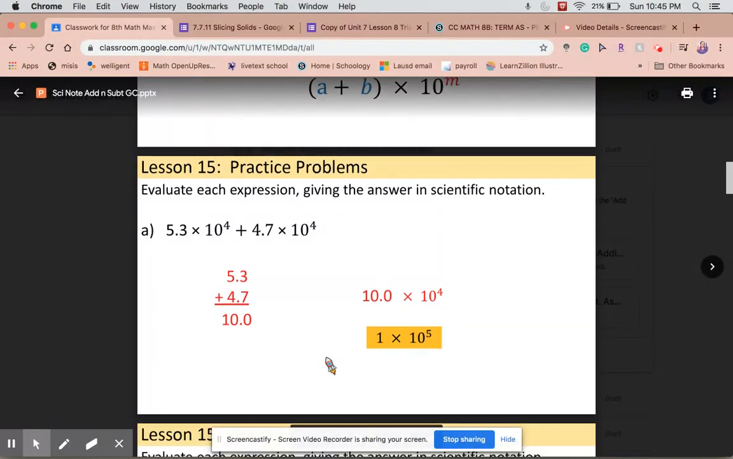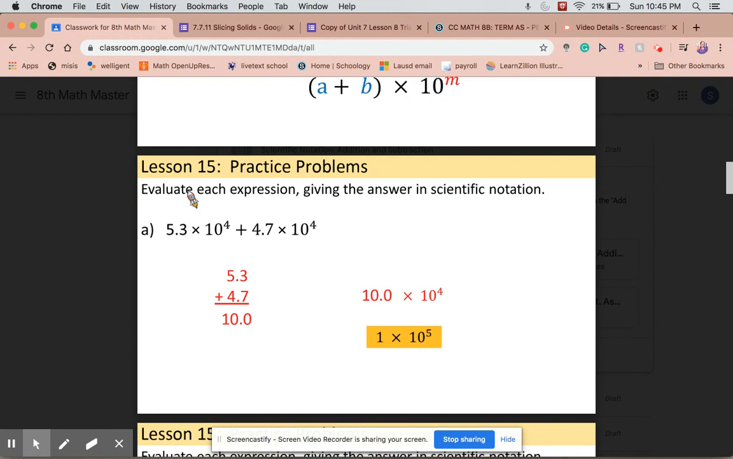So here are some practice problems, okay? Here's some examples of what I'm talking about. Okay, so what am I doing? Adding. Are my exponents the same? Yes, super easy. I just need to add the numbers. And you don't have to do this. If you want to challenge yourself, line up the decimals. If not, do it in a calculator. 10.0 times 10 to the power 4. You see how I did not change it?